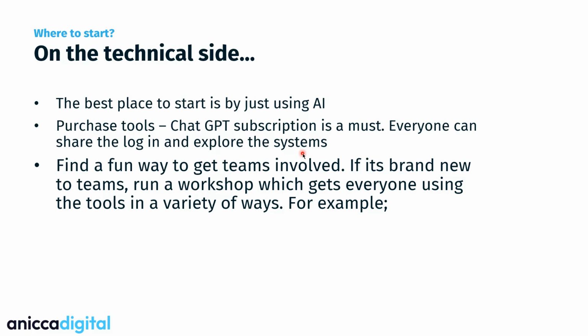I'd recommend a subscription to ChatGPT. It's something like 20 quid for a month, and you can just trial it, try the free version, try the paid version, see which one works for you. And when it comes to teams and trying to get people involved with AI, try and make it fun.